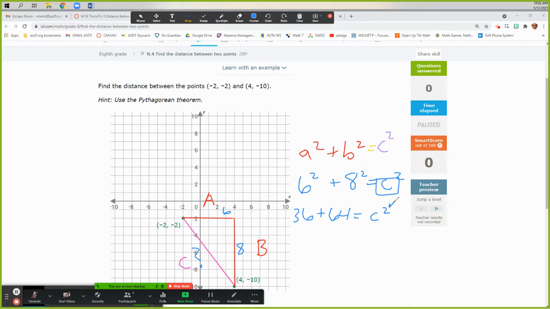Now this is the last thing we're going to do. So let's just ignore that for a second. 36 plus 64 is 100. 100 equals C squared. So we've been talking about algebra, pre-algebra. We've been doing this all year. If it says add and we're moving it to the other side, we subtract. If it says subtract and we're moving it to the other side, we add. We're always doing the inverse or opposite.